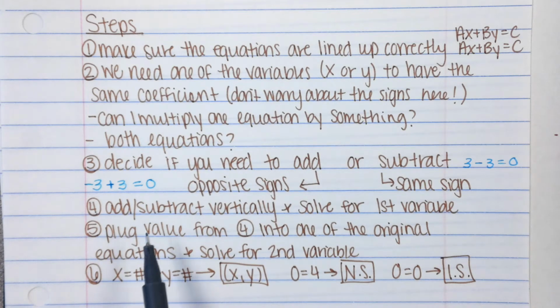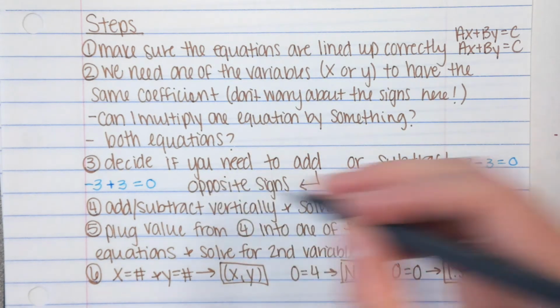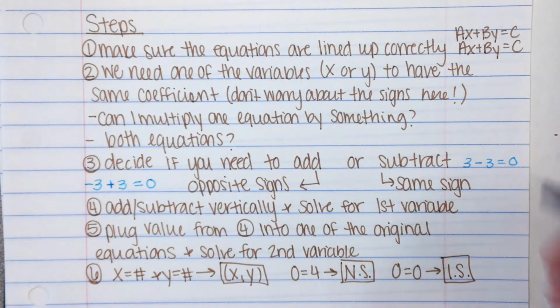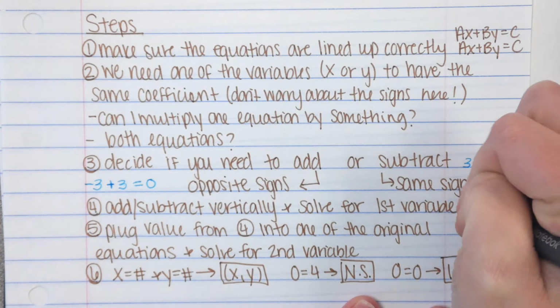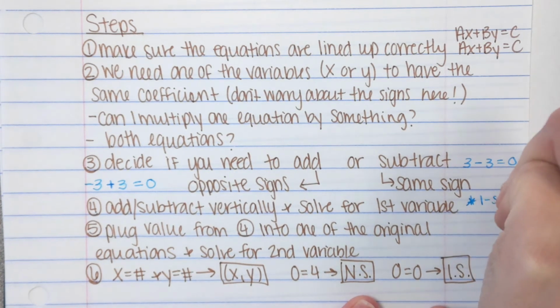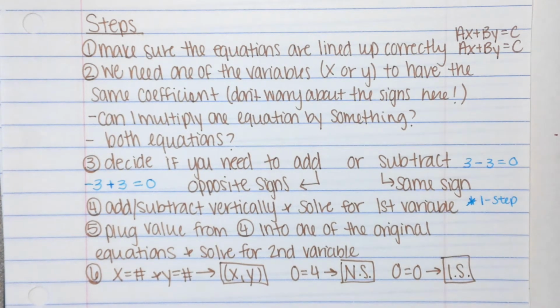Number 4, you're going to add or subtract vertically and solve for the first variable. Whichever operation you decide to use, you're going to do that vertically, and then you're going to solve for your first variable. After you add or subtract, it should be a one-step equation. You guys know how to solve a one-step equation. You just divide or multiply. In this case, you're going to be dividing, so super easy.